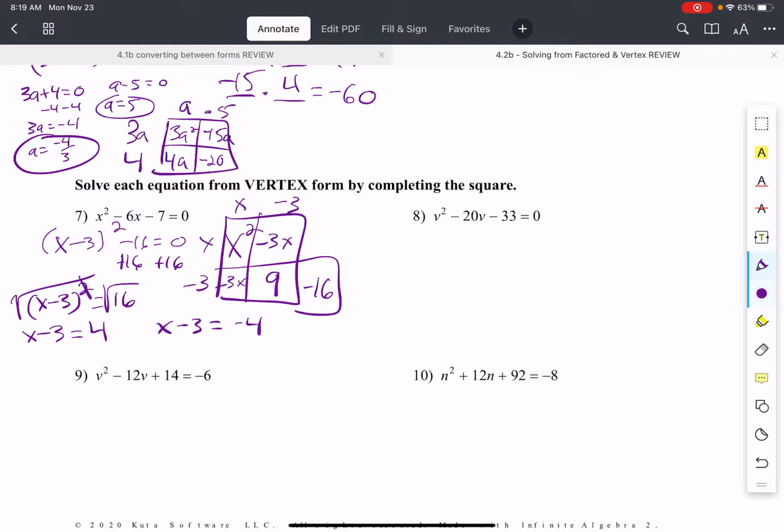Now what? Then you add the 3. Yeah. So x equals 7. And hold up. What about the negative 4 again? Because anytime I square root, I have the plus or minus.